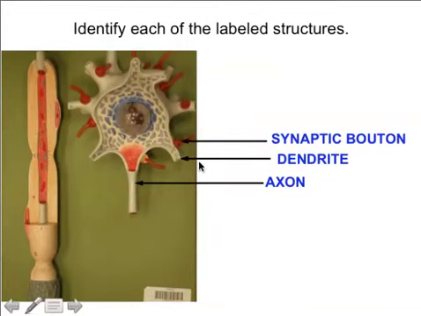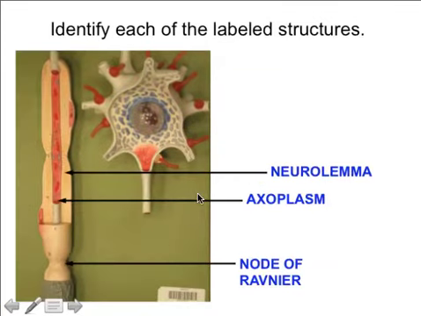This is a dendrite. Okay, this is the axon. This is the axon hillock. This is the soma. Okay, this purple stuff are Nissl bodies. This is the nucleus. Okay, over here, what we see is the neurilemma. Okay, the axoplasm, which is the cytoplasm inside the axon, and of course the nodes of Ranvier, which are there primarily to speed the conduction of the nerve impulse from the hillock all the way to the axon terminal.